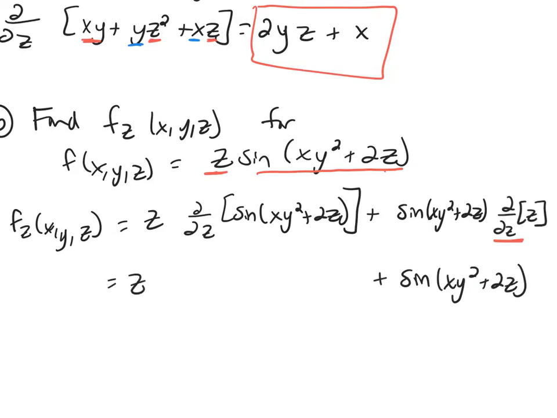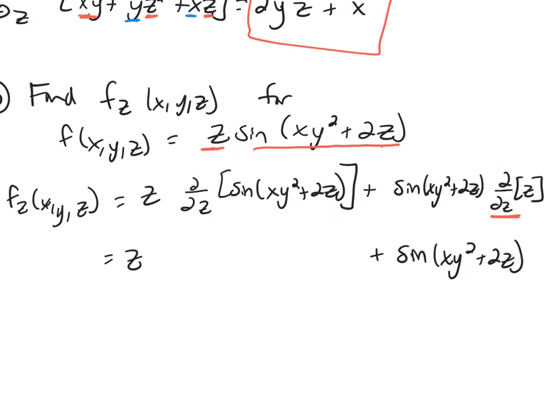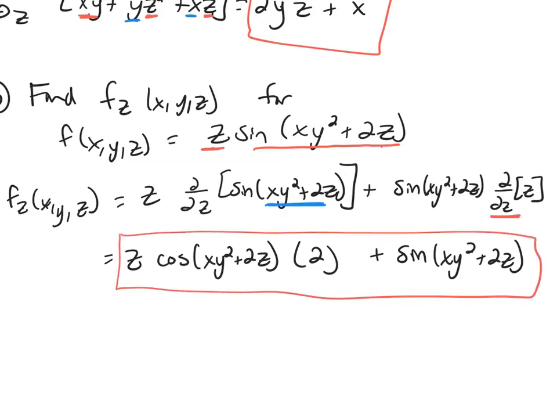And then over here, I have to use the chain rule. The derivative of sine is cosine of xy squared plus 2z, and then multiply by the derivative of the inside, and the derivative of the inside here, well, the first one is constant, so the derivative of that is 0, and then the second one, the derivative is going to be 2. So here is my answer for the partial derivative with respect to z.